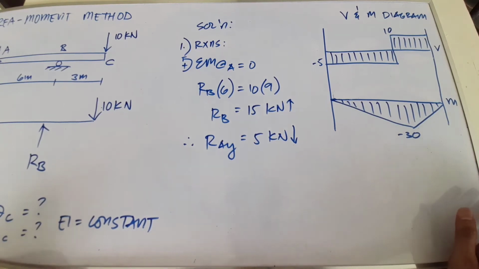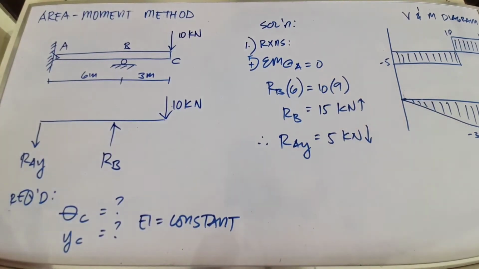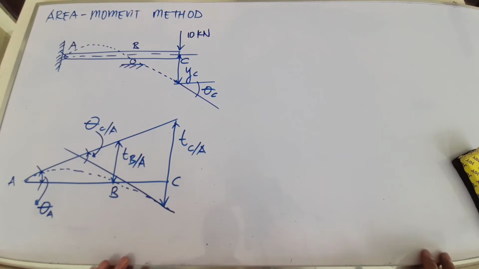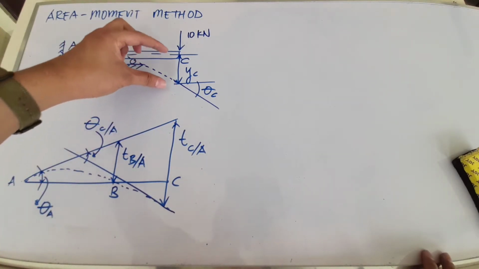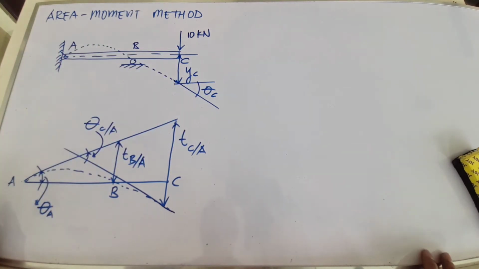So anyway, the next thing we will do is to solve the deflection and slope at point C. The next thing we will do is to illustrate our elastic curve. So this is it. And then what we require is the deflection at point C and the slope at point C with respect to the horizontal.